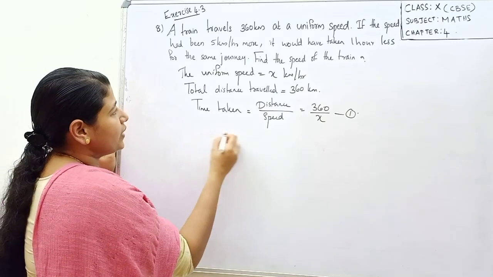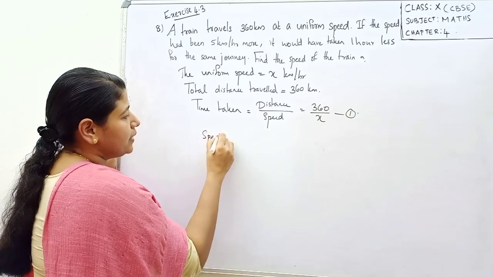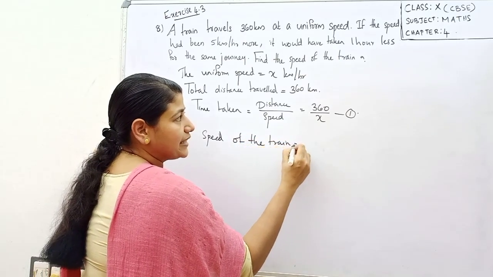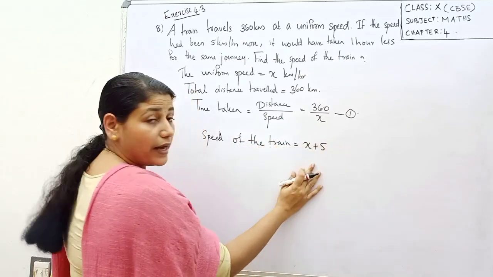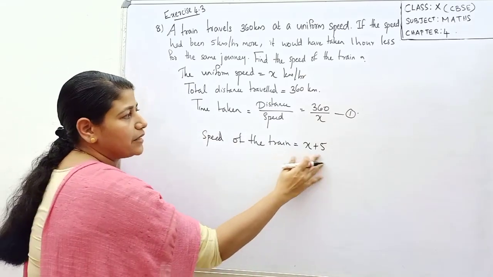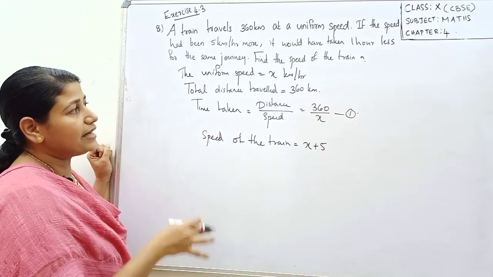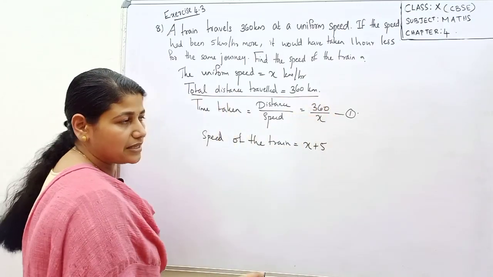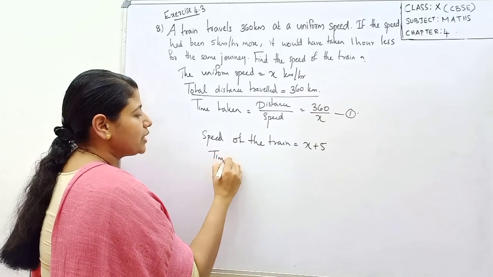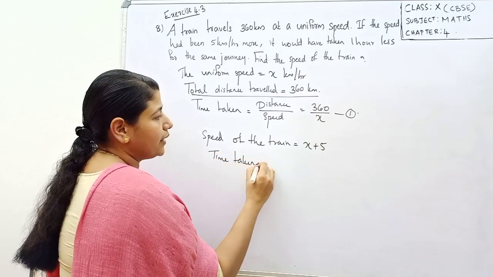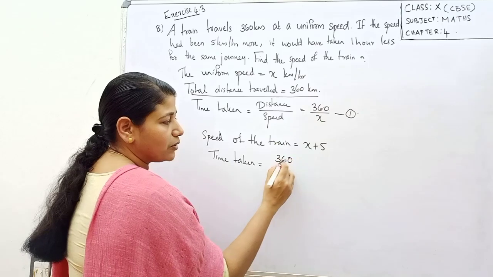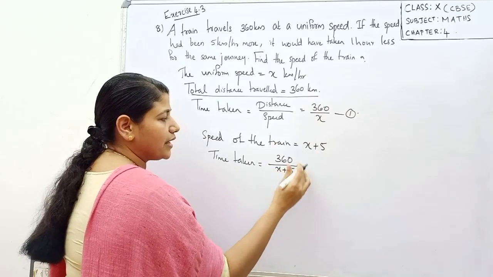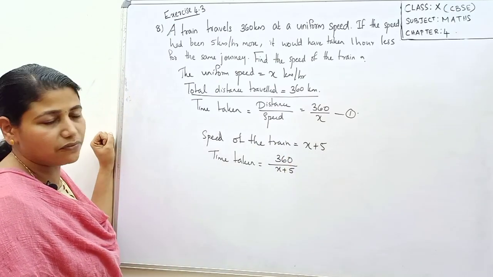So here also we can write the speed of the train. Speed of the train as, what was that? x plus 5, 5 km more. Then x plus 5 is the speed of the train. The total distance is the same, 360 itself. So we can write the time taken. Time taken can be found by 360 by, this is the total distance and this is the speed of the train. So we get the time as 360 by x plus 5.